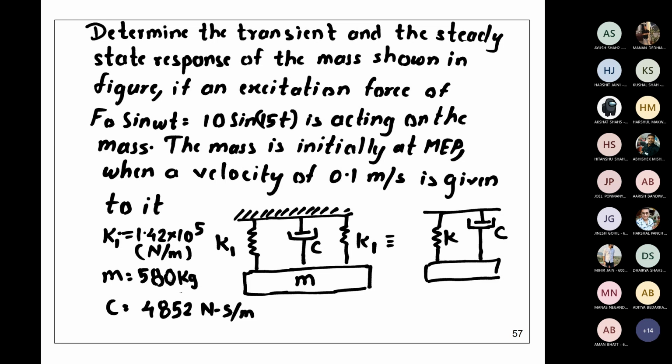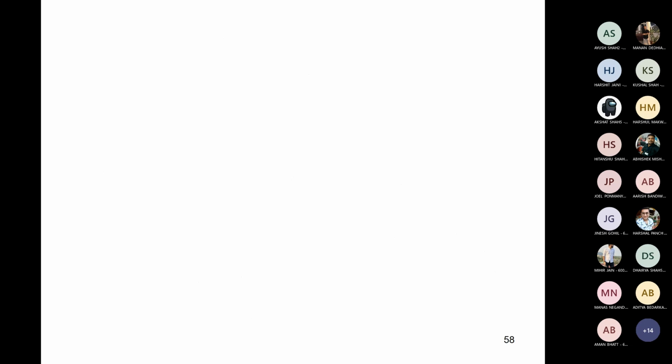So K1 and these two springs are in series, in parallel. So K is equal to twice of K1 basically. All right. And mass is given 580, C is equal to 4852 Newton second per meter. So let's solve this. K equivalent is equal to 2 times K1, that is 2.84 into 10 raised to 5 Newton per meter.